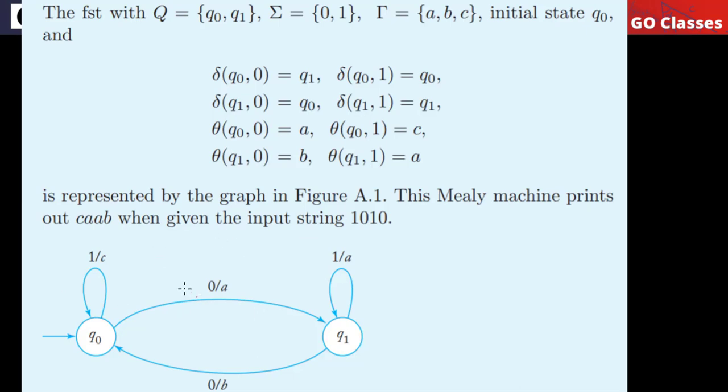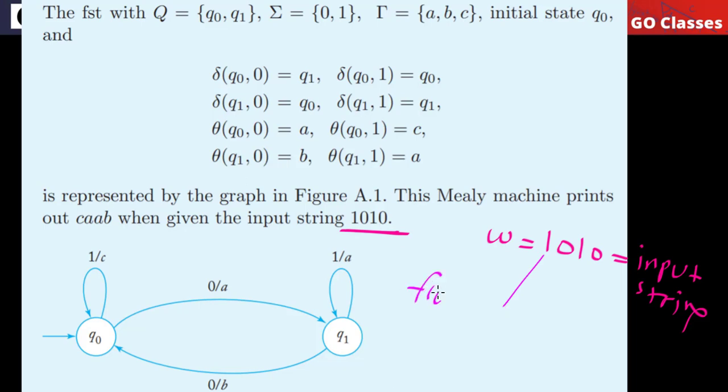Now you can take this example. This is a Mealy machine. What does it mean? In this state Q0, if the input is 1, then the output will be C. If this is your input string 1010, then what will be the output? In the initial state, when you read this 1, the output that will be produced is C. Then if you read 0, the output produced is A.